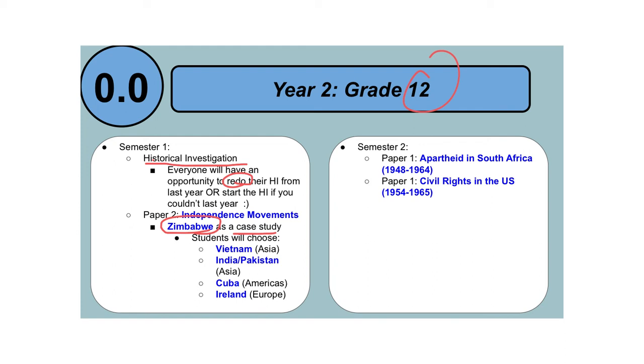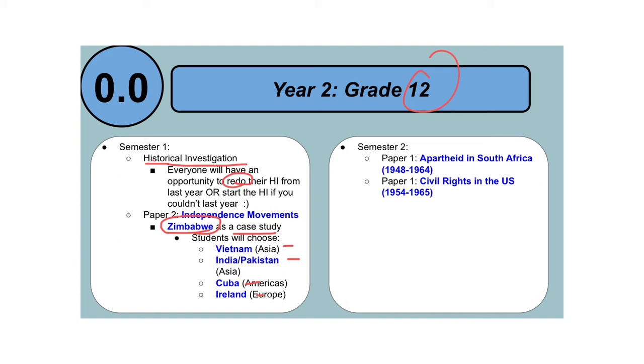And then, just like last year, you will be able to choose which other independence movement you would like to study more in depth and compare it to Zimbabwe. And this time you have choices: Vietnam, India, Pakistan, Cuba, and Ireland. And for those of you that are questioning about India, Pakistan, the reason why there's 2 there is that India and Pakistan both became independent at the same time from the British Empire. And so that one huge landmass that the British controlled broke up into 2 countries at the same time. So that's why it's kind of a 2 for 1 if you look at it that way.